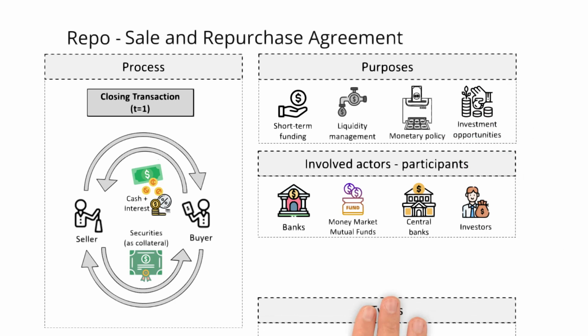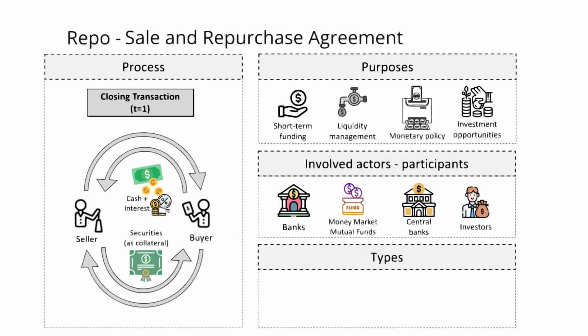There are different types of repurchasing agreements that vary based on specific terms and conditions. Here are some common types of repos. Overnight repo. An overnight repo is a short-term agreement where the buyer purchases securities from the seller with an agreement to repurchase them on the next business day. It is a very short-term transaction typically used for immediate funding needs.